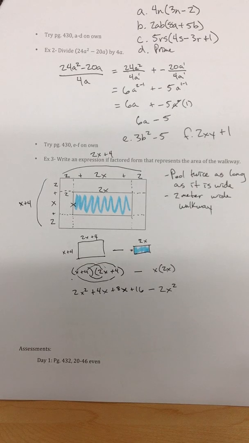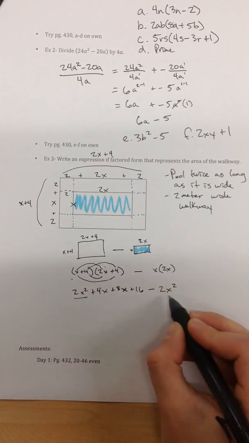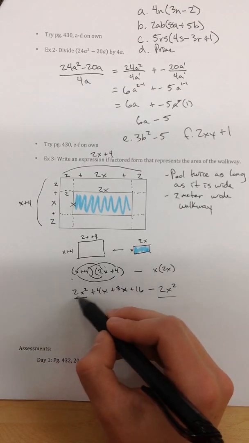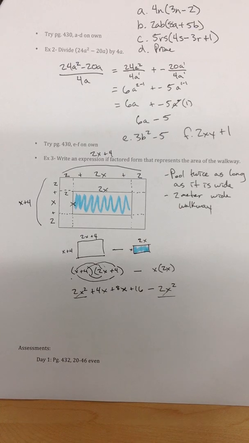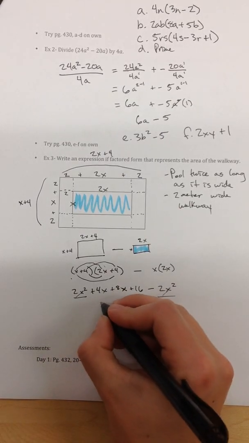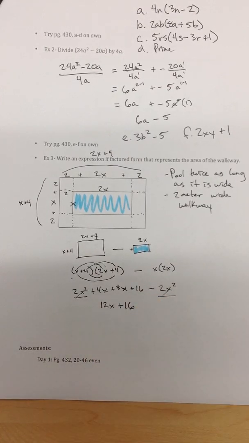Then I'm going to see if there's anything I can combine here. I can combine the 2x squared and the minus 2x squared. So 2x squared minus 2x squared is actually going to cancel out, right? So those are going to go away. Then I can combine my 4x and my 8x to make 12x, and then drop down my plus 16.